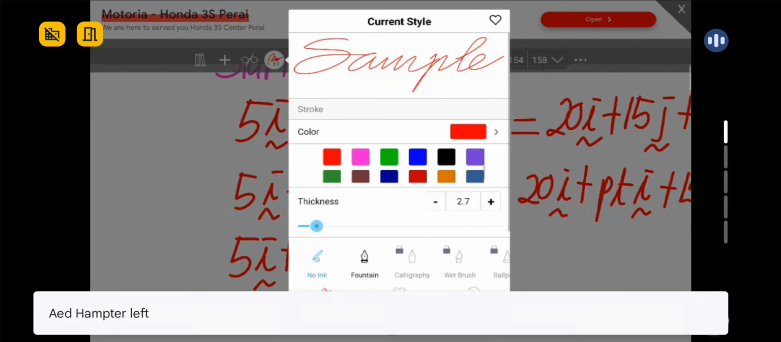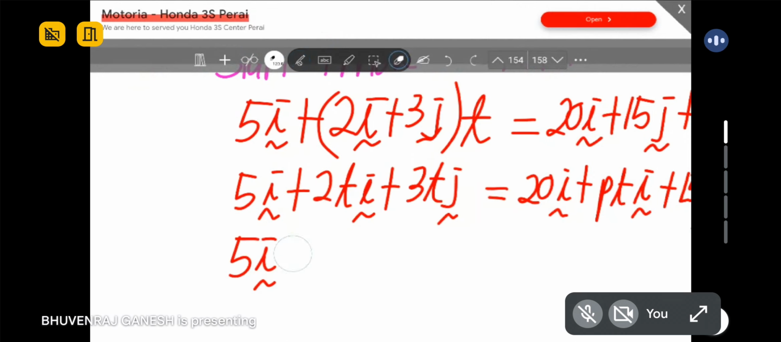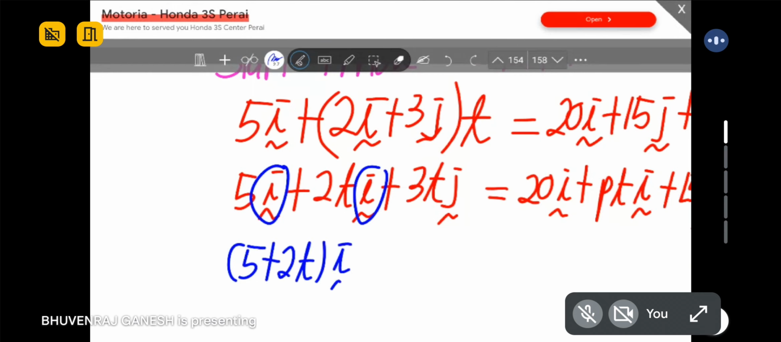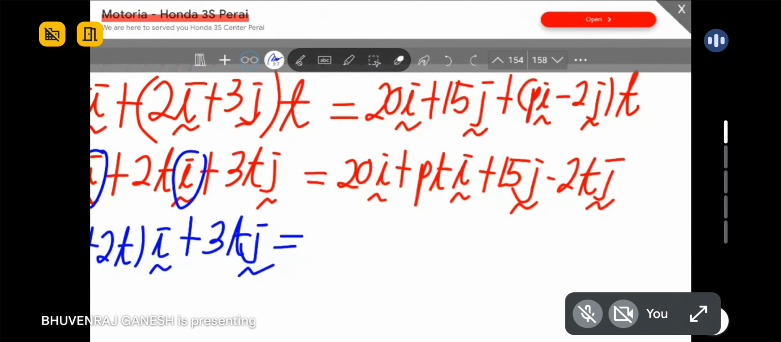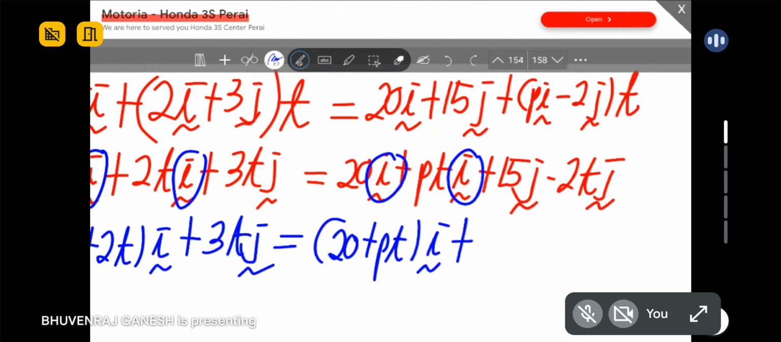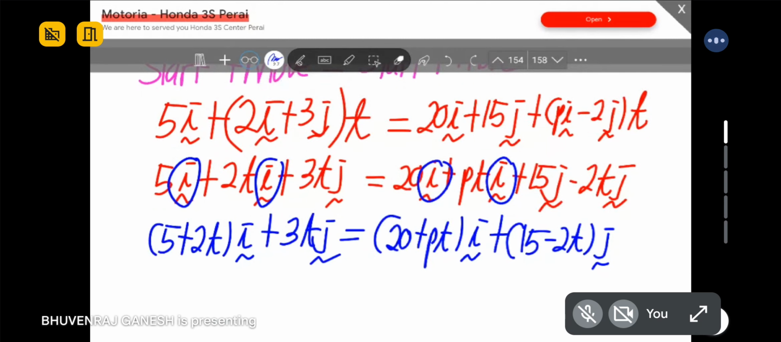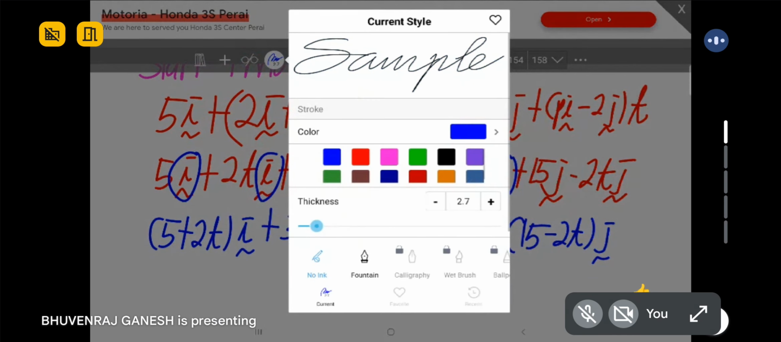You can actually factorize, guys, the same term. Can you see the I? I is same, right? Sama. So you can actually factorize out 5 plus 2t I plus with 3tj equal to, over here you can factorize the I also. Faktorkan. So 20 plus pt I plus with, over here j also common, guys. Sama. So you will have 15 minus 2tj. Do you guys understand? Until this step, semua orang faham? Do you all get it?